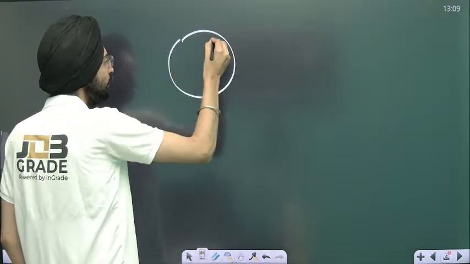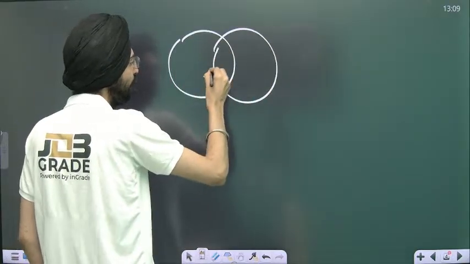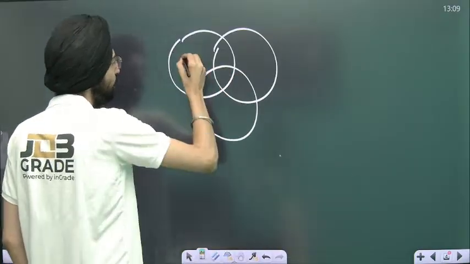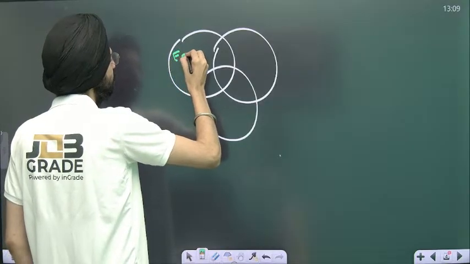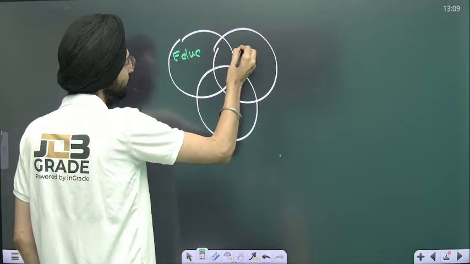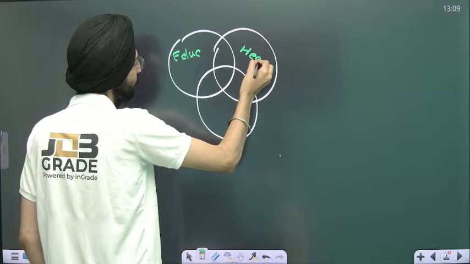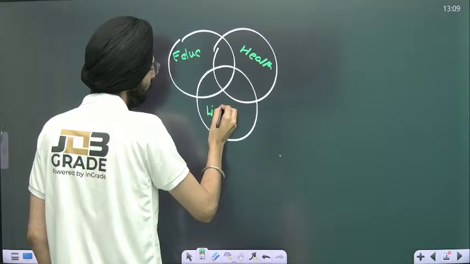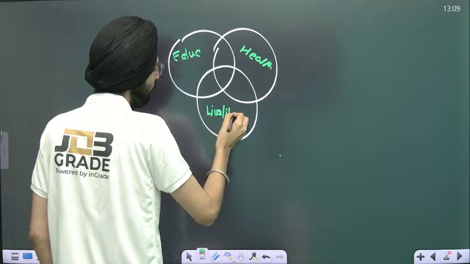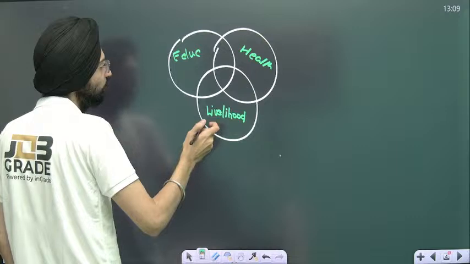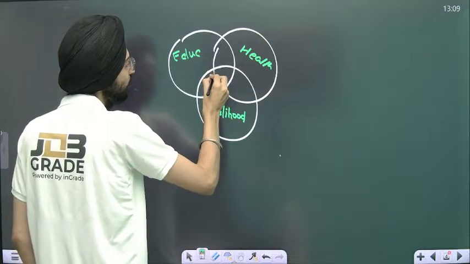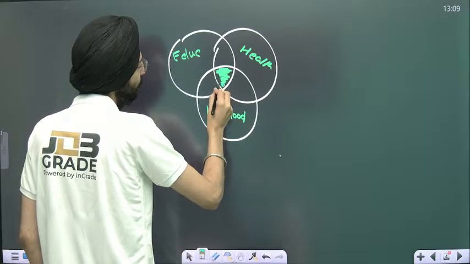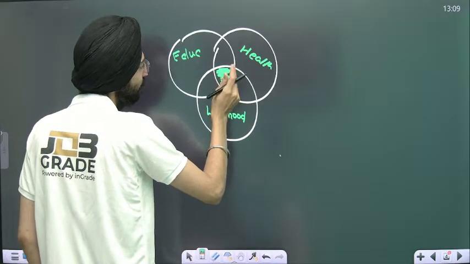This is one circle, another, and this is another. Now, in one circle, we're going to put education. Another, we're going to put health. On another, we're going to put livelihood. You must be aware of the mathematics. The intersection point of this is called this point, the shaded part. That's called the intersection, the common part between the 3 parts.